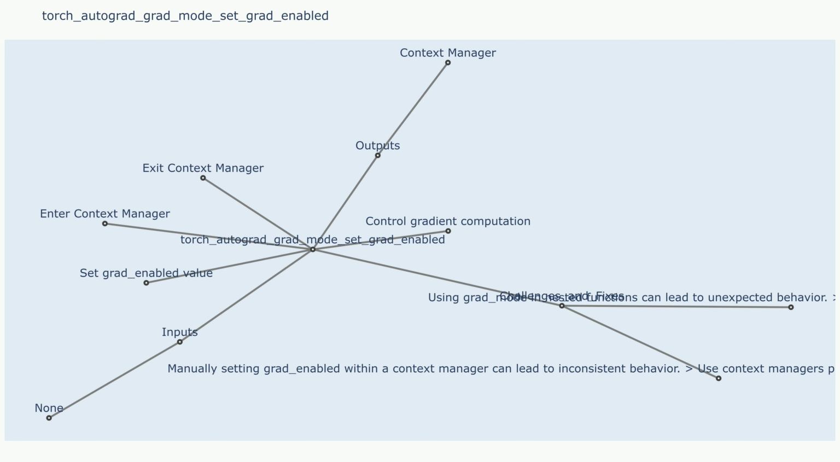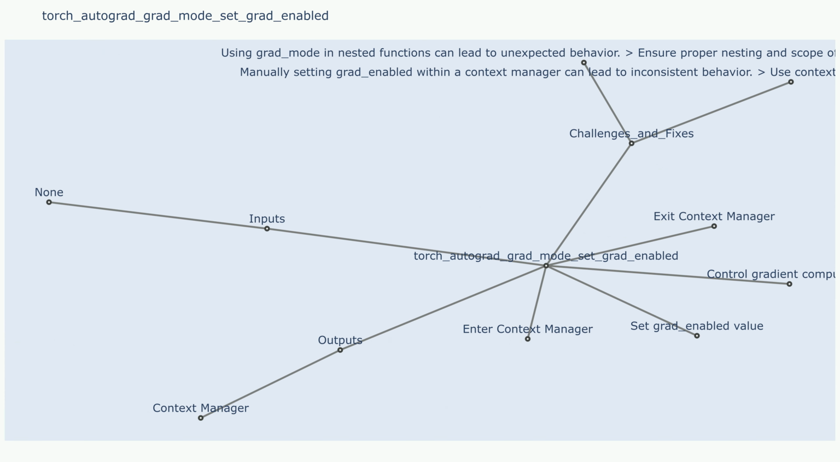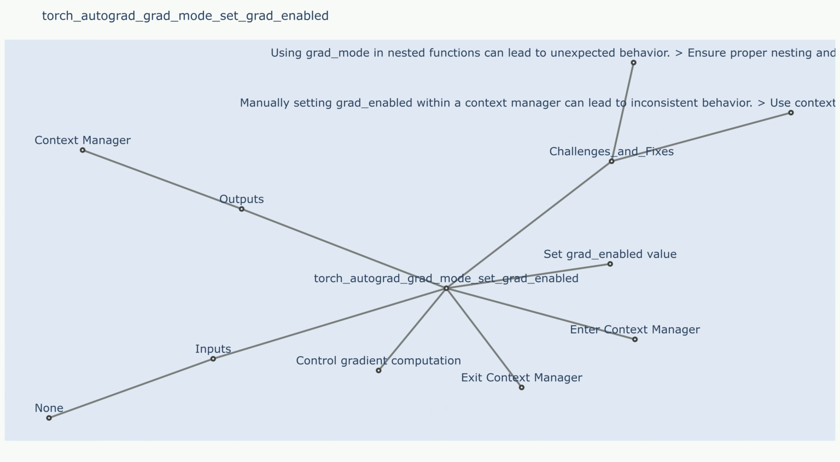Torch autograd grad mode, set grad enabled. Description. Torch autograd grad mode is a context manager that allows you to selectively enable or disable gradient tracking in PyTorch. It provides two primary ways to control gradient computation. Torch autograd set grad enabled mode, a function that globally sets the gradient tracking mode for all subsequent operations. With torch no grad, a context manager that temporarily disables gradient tracking within a specific code block.